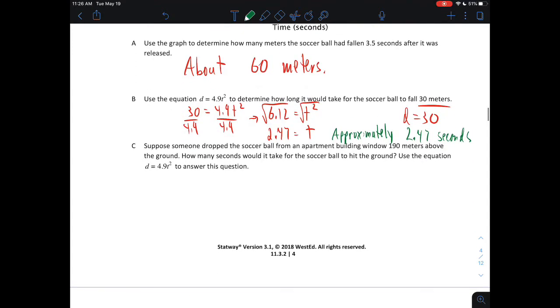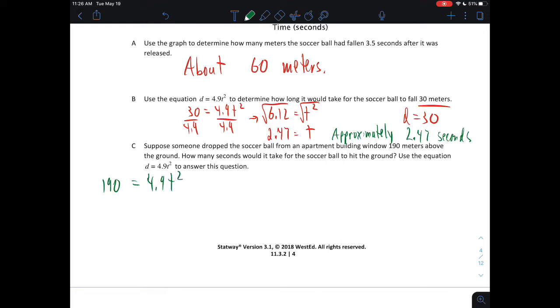Part C. Suppose someone dropped the soccer ball from an apartment building window 190 meters above the ground. How many seconds would it take for the soccer ball to hit the ground? Use the equation d equal to 4.9 t squared to answer this question. So again, similar to what we just did in part B, I'm going to replace d with 190, set that equal to 4.9 t squared.